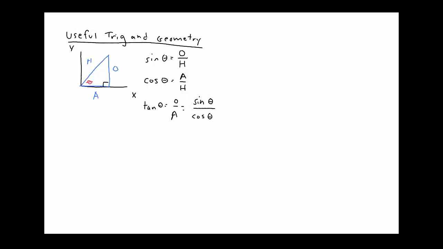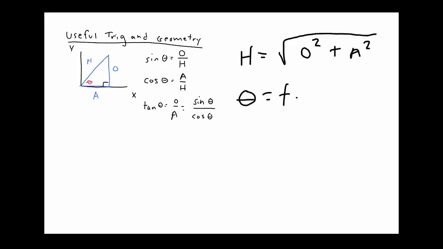And some other properties of the triangle that will be used are that we can calculate the hypotenuse from the square root of the sum of the squares of the two sides. So H squared is O squared plus A squared, or H is the square root of O squared plus A squared. And if we need to know theta, but we know the side lengths, then we can use the inverse tan function, with the opposite length and the adjacent length to theta. So theta is inverse tan of O over A.